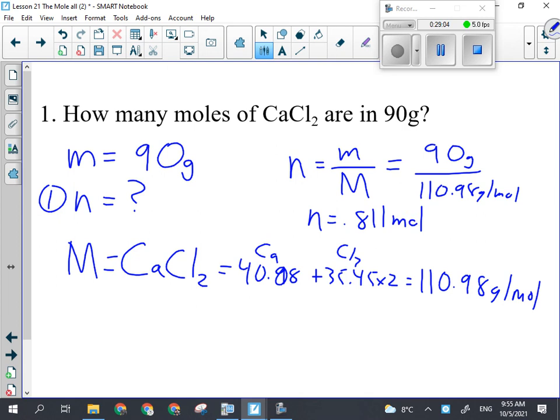0.811 moles. How do I know it's moles? Because you're finding the number. Right. First off, that's what n is, number of moles. And secondly, from a mathematical perspective, if I divide grams by grams per mole, the grams cancel and I'm left with moles. Okay, that would be my units.